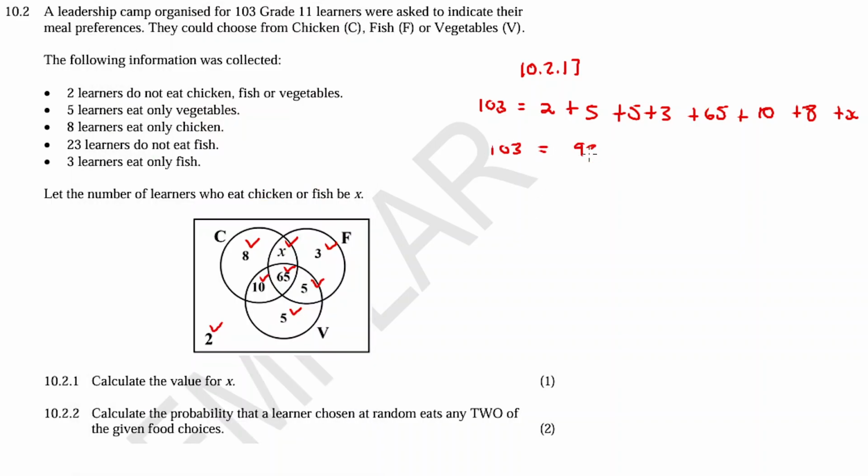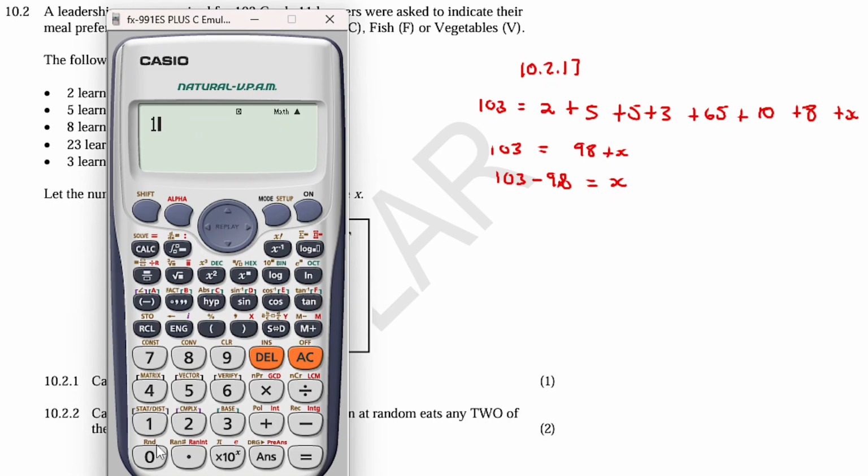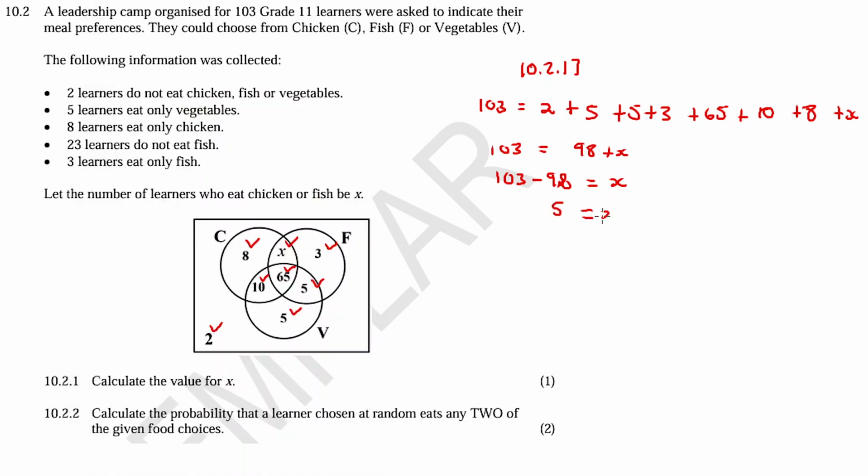103 is equal to 98 plus x. Then it is 103 minus 98 is equal to x. 98 answer. Oh, minus. I'm getting a 5. 5 is equal to x. Okay, is equal to x. This, it's bugging me out. I don't know why. Yeah, it's bugging me out. But anyway, I told you we're just gonna go with the flow.